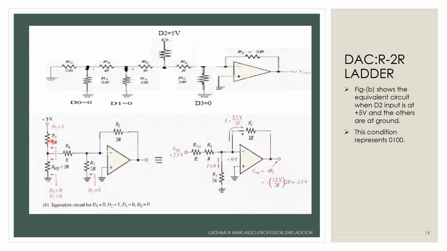Therefore the equivalent voltage here is equal to 5 into 2R divided by 4R. What will we get? 5 into 2R divided by 4R, that is 5/2. So here the equivalent voltage will be 2.5 volt. Thevenin's equivalent voltage will be equal to 2.5 volt.